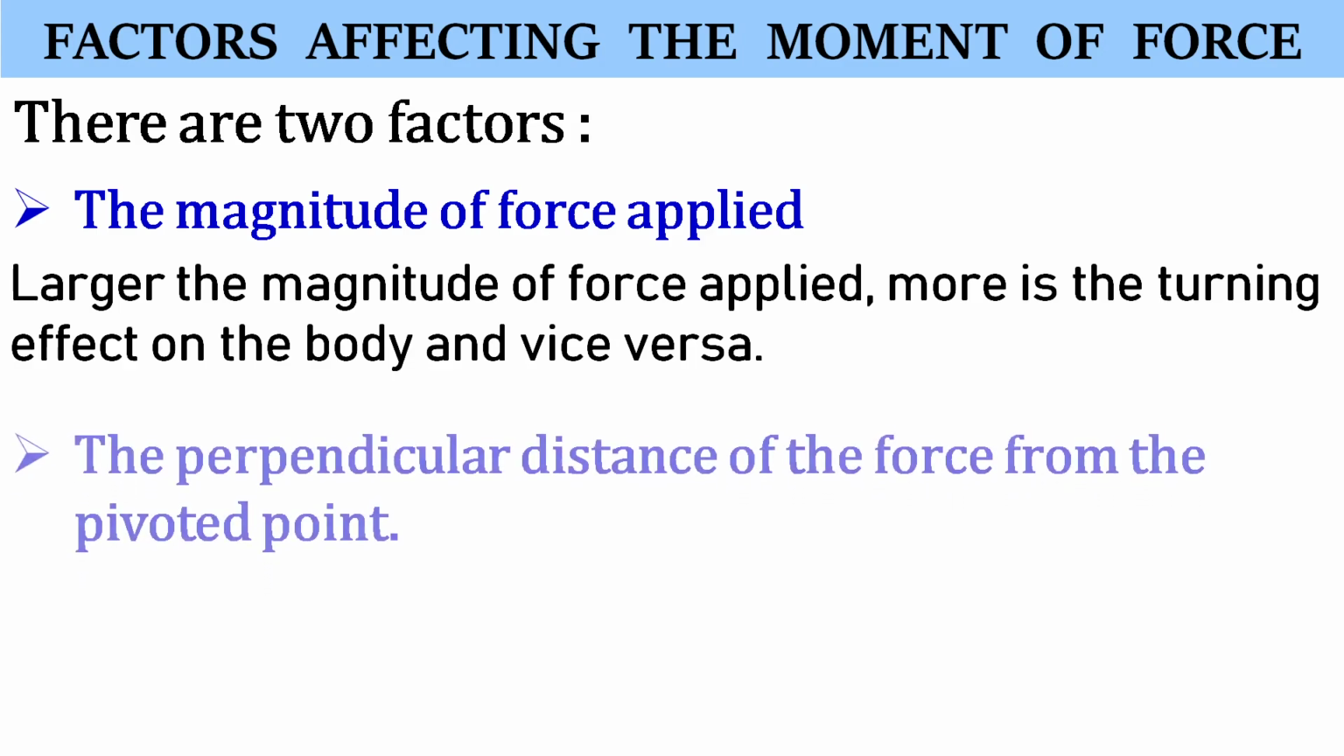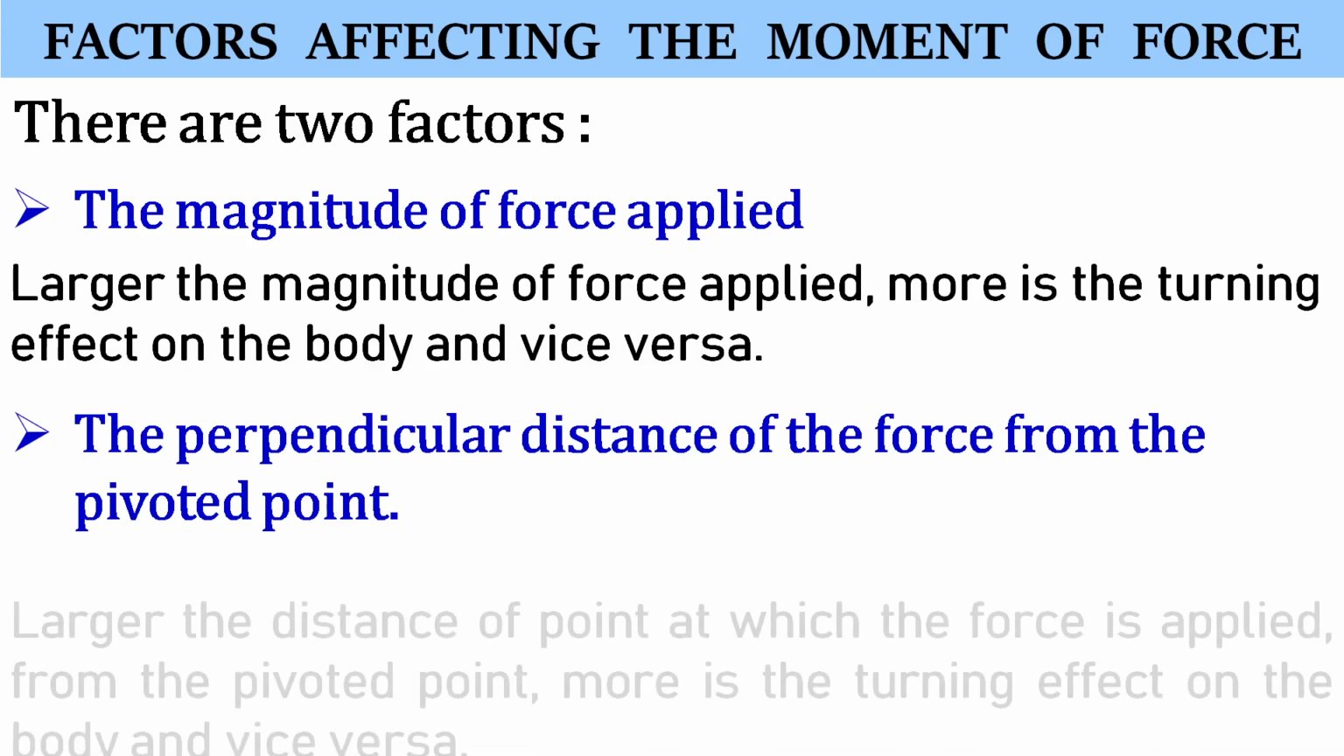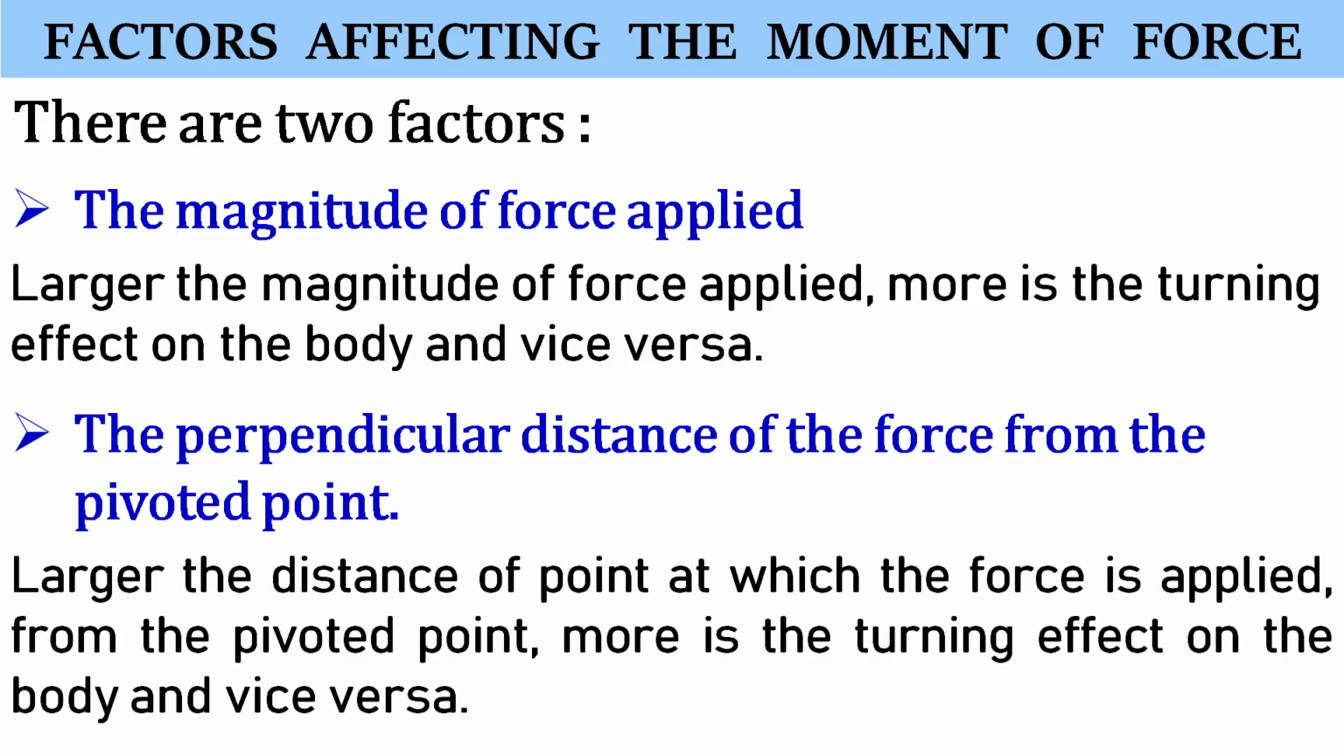And the second factor is the perpendicular distance of the force from the pivoted point. And yes, it is also directly proportional. That means the larger the distance of the point at which the force is applied from the pivoted point, the more is the turning effect. And if the distance is less, then the turning effect will be less. I hope it is clear. Magnitude of force and perpendicular distance, both are directly proportional to moment of force.